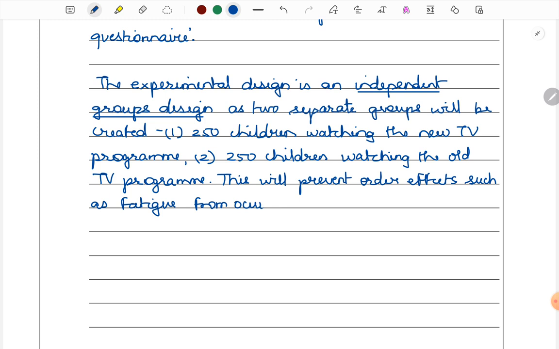Okay, so this is where we get into AO3. AO3 is very important. As I said, it has equal weightage. So now I will talk about order effects.